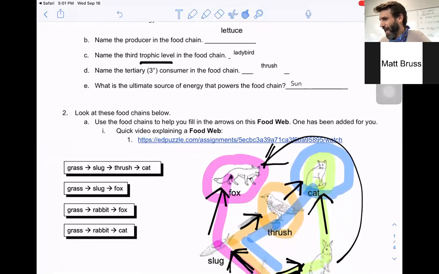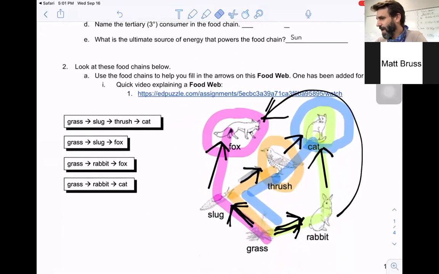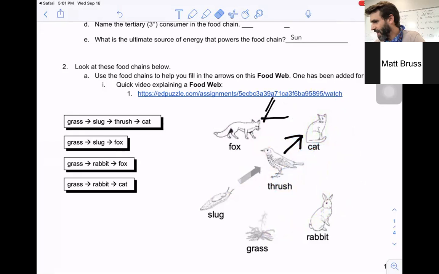Everyone chimed in and said, what is the ultimate source of energy that powers the food chain? We said it's the sun, right? And then I think maybe I'll see if I can undo some of the stuff we worked on in class so that you guys can see this again from the beginning.